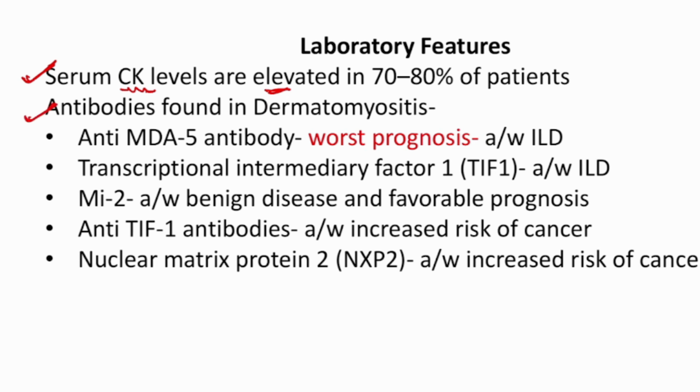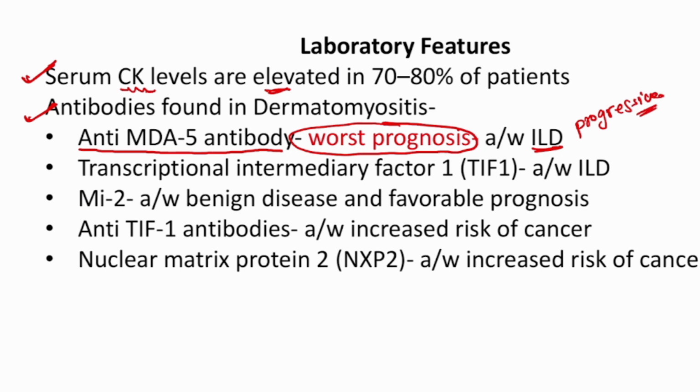Then the antibodies. One thing that is very important in any inflammatory myositis is particular antibodies pertaining to that kind of myositis. So it is very important to remember, because these antibodies are associated with certain extramuscular findings also. For example, in dermatomyositis, the anti-MDA5 antibody is associated with worse prognosis because it is rapidly progressive ILD. It is seen in ILD patients which are there in dermatomyositis.